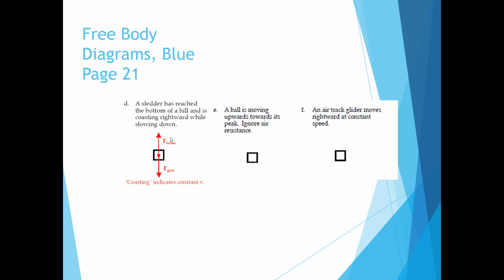So E, a ball is moving towards its peak, ignore air resistance. So if you have a ball moving upwards through the air and it says to ignore air resistance, the only thing you have is gravity acting downward on this one.